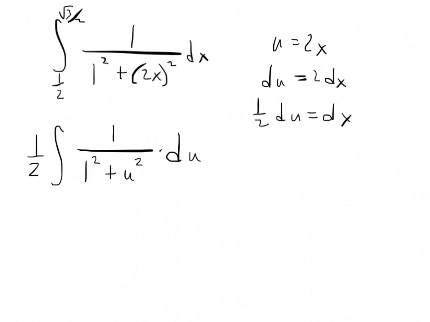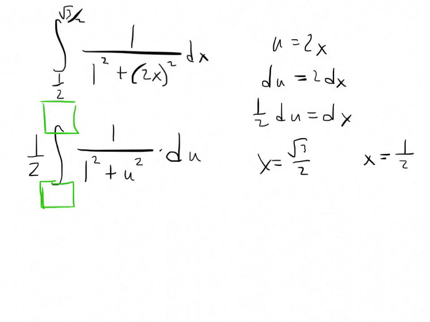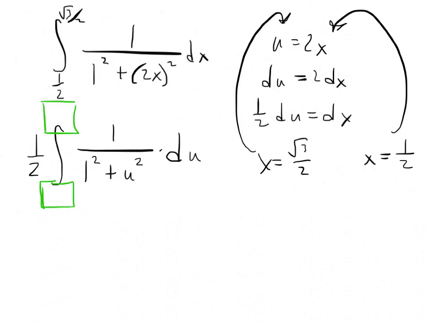Now you'll notice that I've sort of conspicuously left my bounds missing. I'm supposed to have something here, and I'm supposed to have something here. And the reason I left them blank is I wanted for us to remember that we need to change our bounds. These bounds in the original problem are x bounds. Like, that's a bound of x equals the square root of 3 over 2, and it's a bound of x equals 1/2. Once we do this u substitution, I need u bounds. And the way that we do that is by plugging these x values into the u substitution that we used.